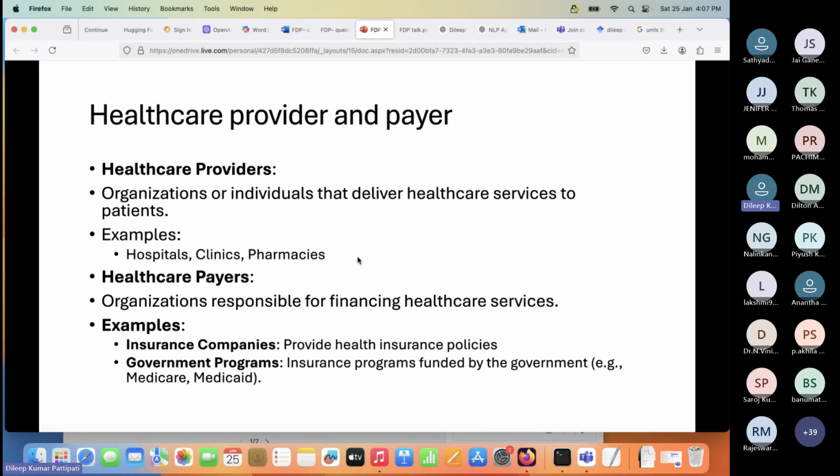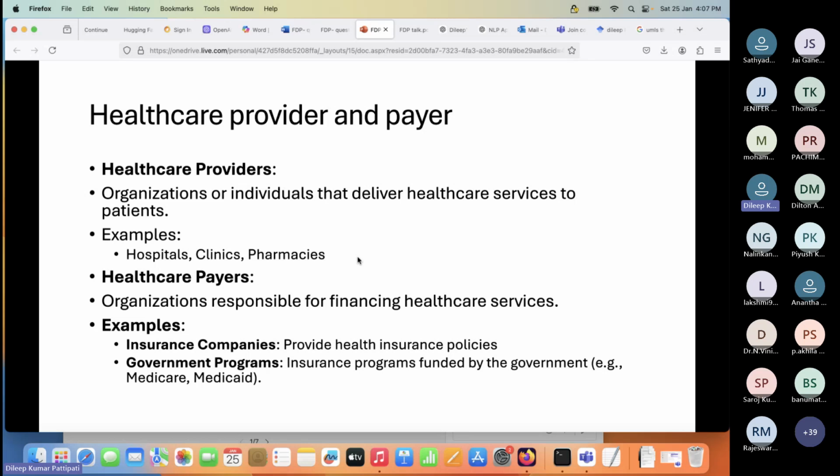There are two terms that we frequently encounter, which are healthcare provider and healthcare payer. So healthcare provider means one who provides services to the patients. They can be hospitals, clinics, and pharmacies. Healthcare payers are the organizations which are responsible for financing healthcare services.